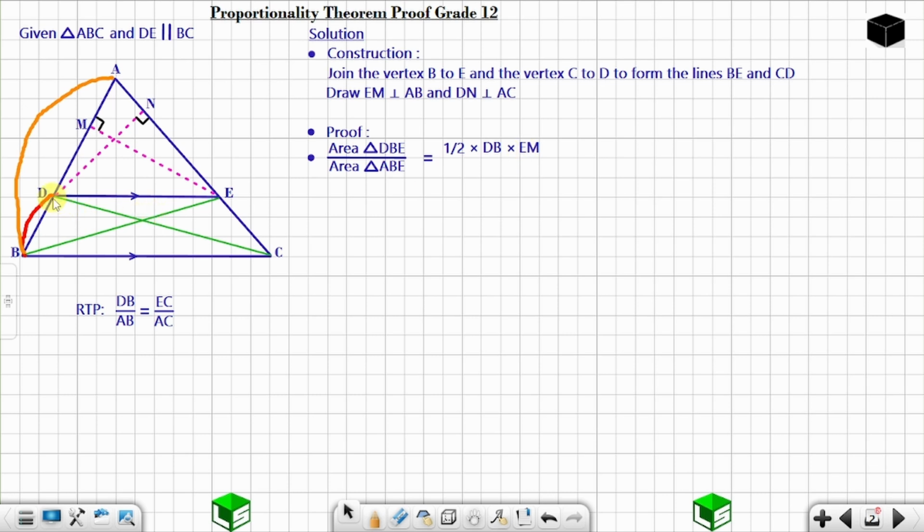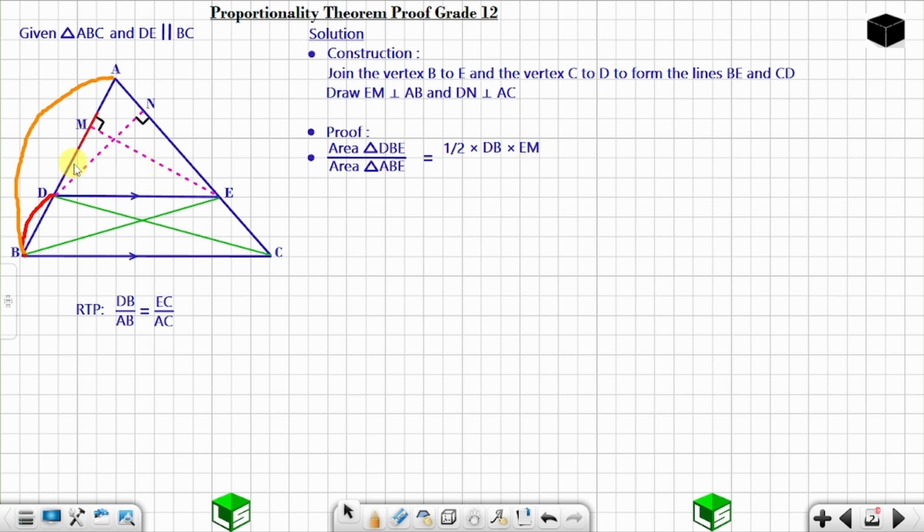half times base, which is DB, times height, which is EM. If you extend DB like this, you are going to have EM perpendicular to DB. So EM is the height. The height is always perpendicular to the base; for this formula to hold, the base is always perpendicular to the height.